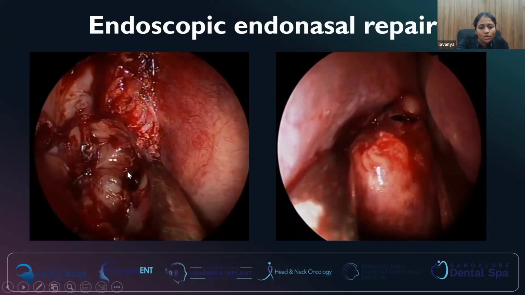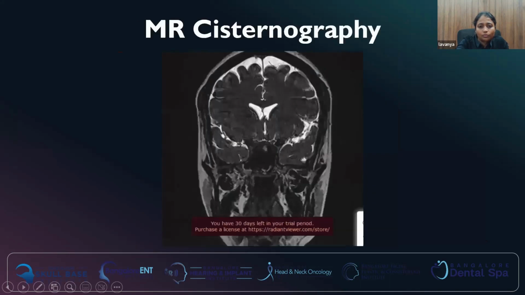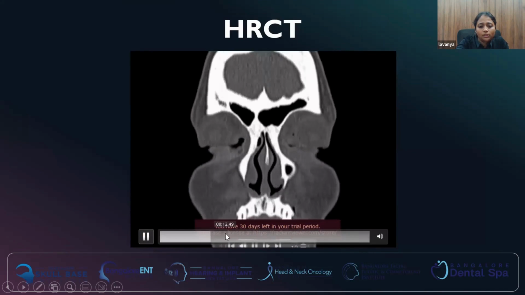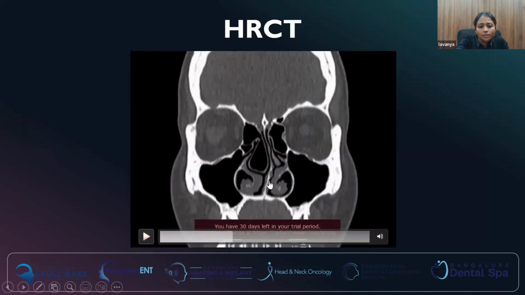So here, if you can see on the right side, the full house FESS is done. So we're suspecting the defect to be in the frontoethmoid region here. So to get better visualization of this area, if you see in the previous scans, the patient has a huge concha bullosa on the right side. Okay. So our plan was to use this mucosa from the middle turbinate as the graft.